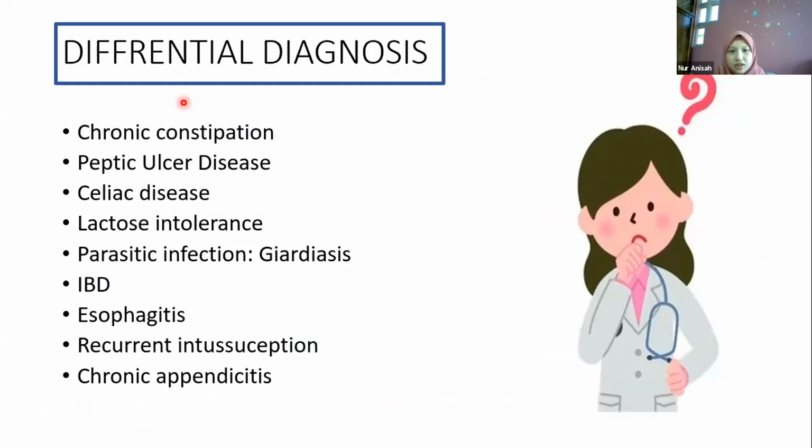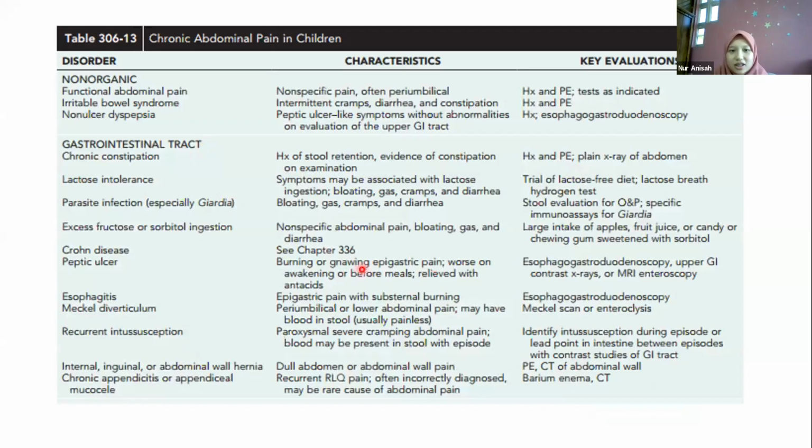So this is the differential diagnosis. The most common after FAP is chronic constipation, and others could be peptic ulcer disease, where the patient may present with burning pain in the epigastric area, celiac disease, diarrhea, as mentioned before, lactose intolerance, also diarrhea, parasitic infection, giardiasis, IBD, esophagitis, recurrent intussusception, and chronic appendicitis. So this is the other list of chronic abdominal pain in children from Nelson. You can read later on for future reference.